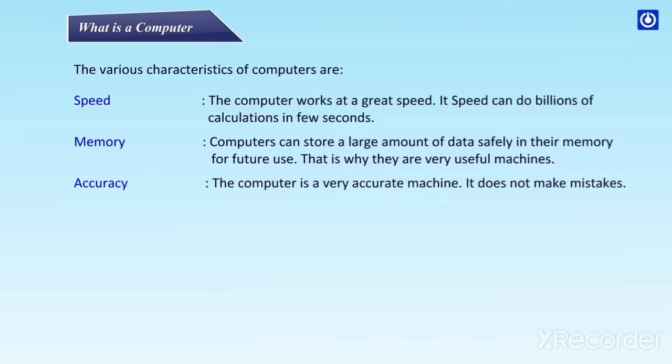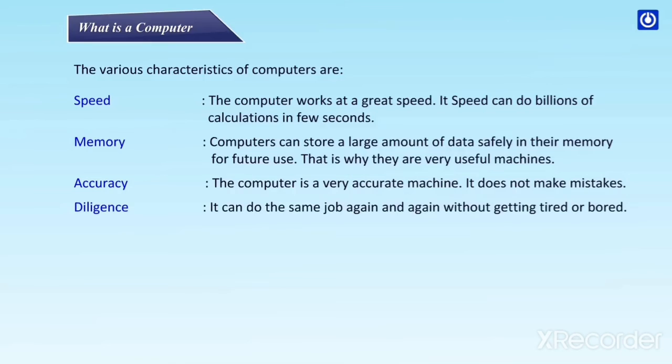Accuracy. The computer is a very accurate machine. It does not make mistakes. Diligence. It can do the same job again and again without getting tired or bored.